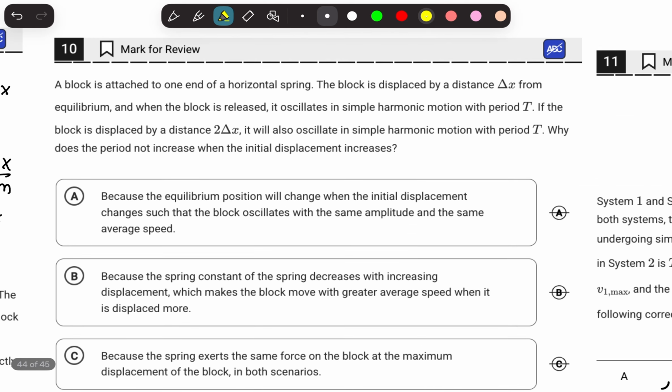Now for question 10, a block is attached to one end of a horizontal spring. The block is displaced by a distance delta x from the equilibrium, and when the block is released, it oscillates in simple harmonic motion with a period of T. If the block is displaced by a distance of 2 times delta x, it will oscillate in simple harmonic motion with a period of T. Why does the period not increase when the initial displacement increases?